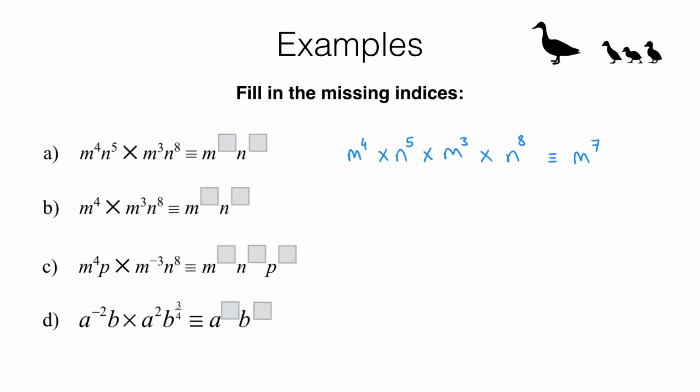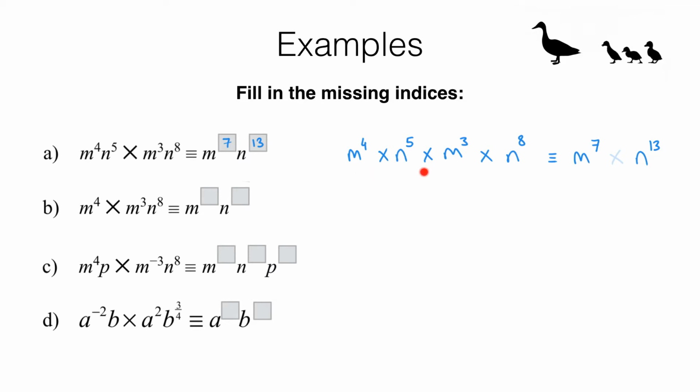And then we can multiply by n to the power of 5 by n to the power of 8. And those two have the same base, so I can add those indices to get n to the power of 13. And because we're working in algebra, we can leave out this multiplication sign between these expressions. So I simply get m to the power of 7, n to the power of 13. Those are my missing indices here.